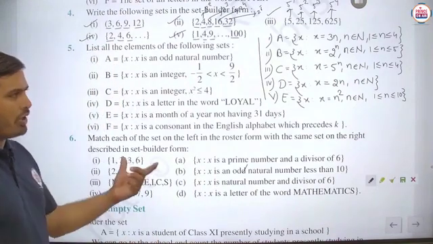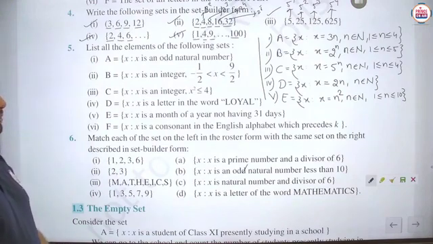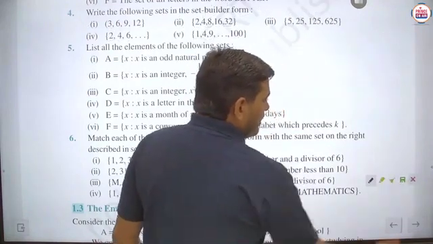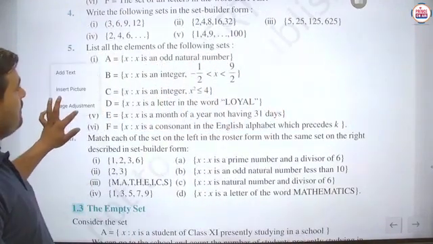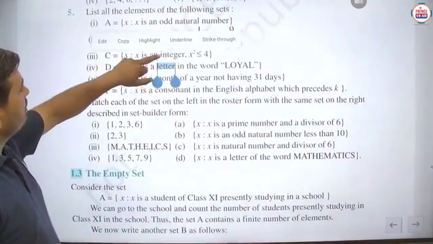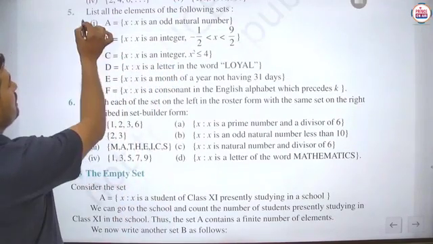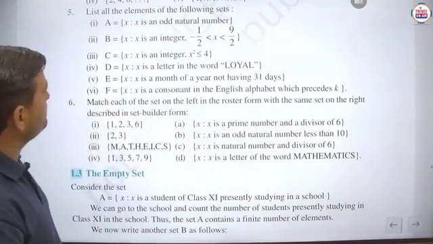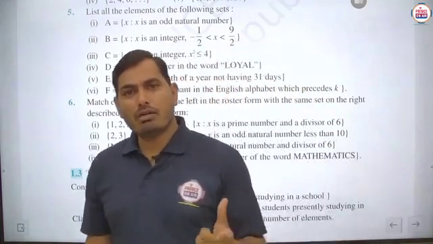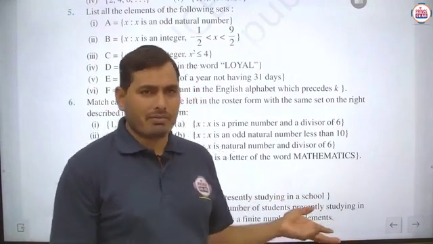So student, pause the video to note it down. After that, we will start the next question number 5. Is it clear? So next, question number 5 we have to start here. In this question number 5, again the basic question is given, in which: list all the elements of the following set. Listing means we have to make the roster form, because listing means we have to write the data in tabular form. Basic. Is it clear?